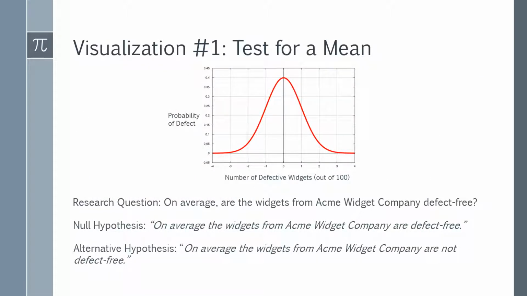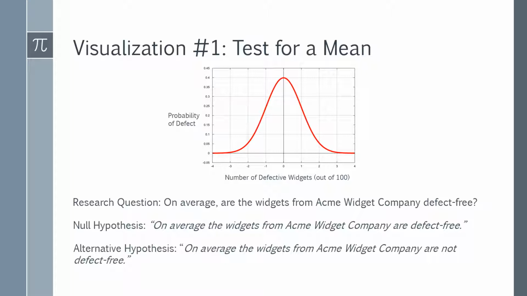So visualization number one represents a bell-shaped curve, meaning that it has a symmetric distribution. The mean and the median are the same. If we wanted to see a less symmetric distribution, the mean and the median are not the same, and we refer to these kind of curves as skewed. But for the purpose of this visualization, we're going to test for a mean.